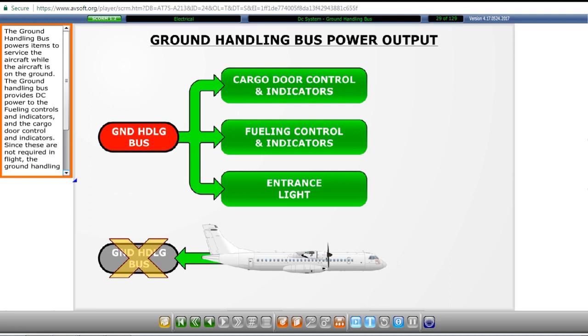The ground handling bus powers items to service the aircraft while the aircraft is on the ground. The ground handling bus provides DC power to the fueling controls and indicators and the cargo door control and indicators. Since these are not required in flight, the ground handling bus is de-energized when the aircraft is in flight.